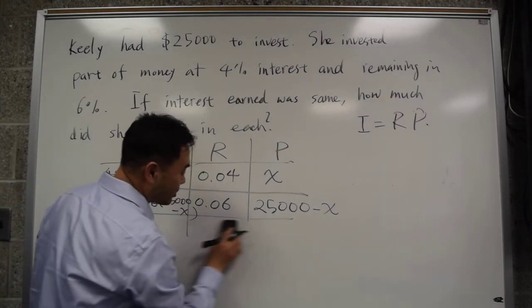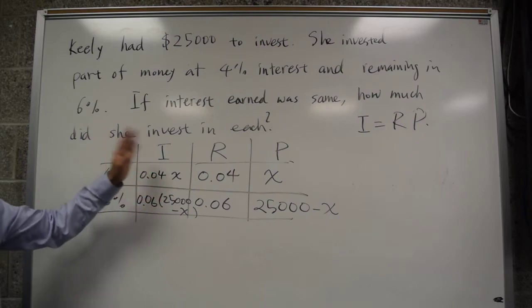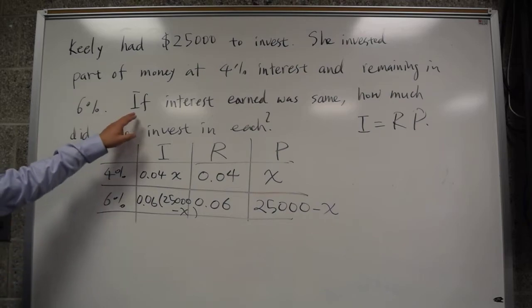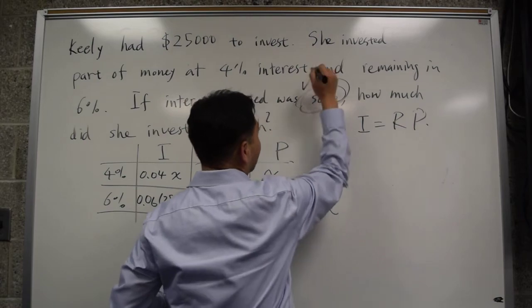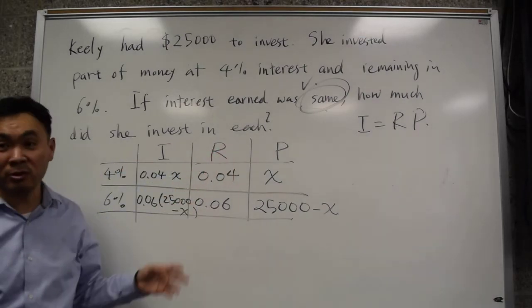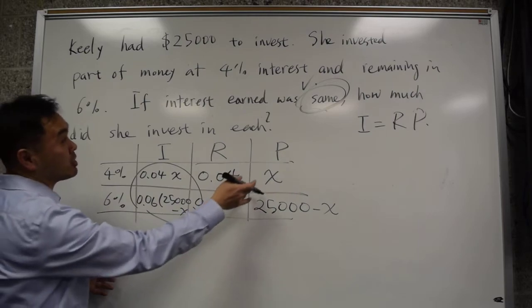We filled in everything, and if you look at the numbers, we made use of all the numbers that are given there. So there must be something that's equal. What does it say? If the interest earned was the same, okay, that's the thing. It was the same, which means what's the same? I equals RP, which one? I. This is the same. If it's the same, then how much did she invest in each? That's the question, right?